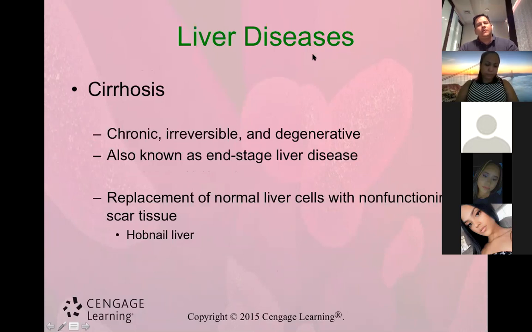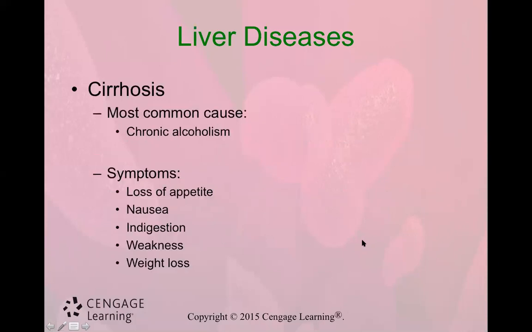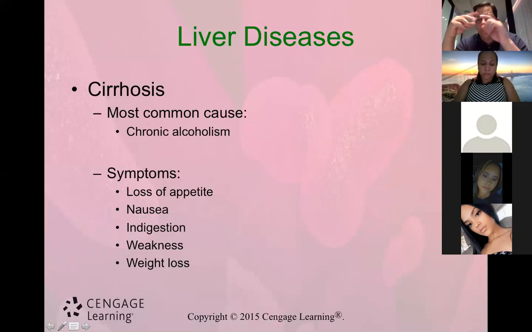Another liver disease is cirrhosis. It's chronic, irreversible, and degenerative, also known as end-stage liver disease. The replacement of normal liver cells with non-functioning scar tissue happens with cirrhosis, in hobnail liver. The most common cause of cirrhosis is chronic alcoholism. The symptoms are loss of appetite, nausea, indigestion, weakness, and weight loss.